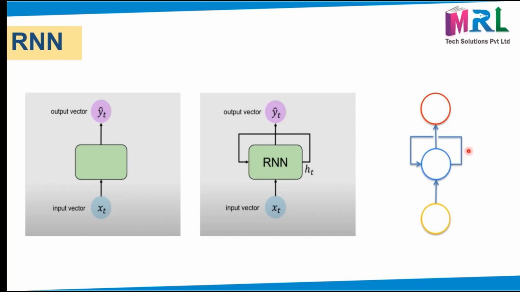This loop is called the temporal loop. The hidden layer not only gives the output, it also gives the feedback to itself in the recurrent neural network. Keep that in mind.